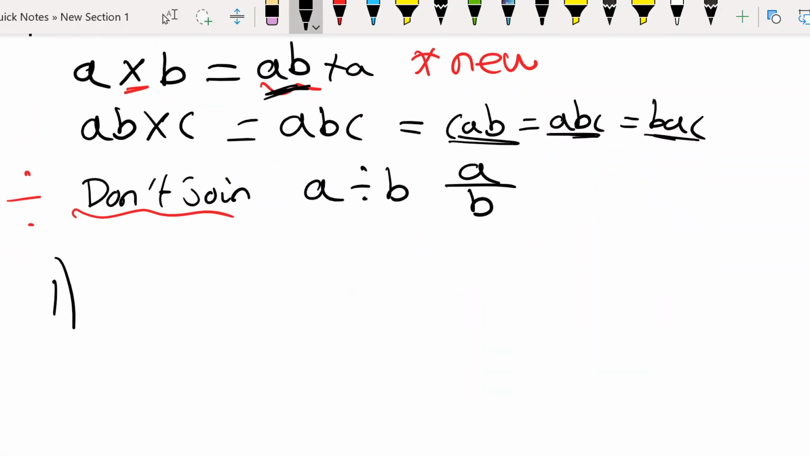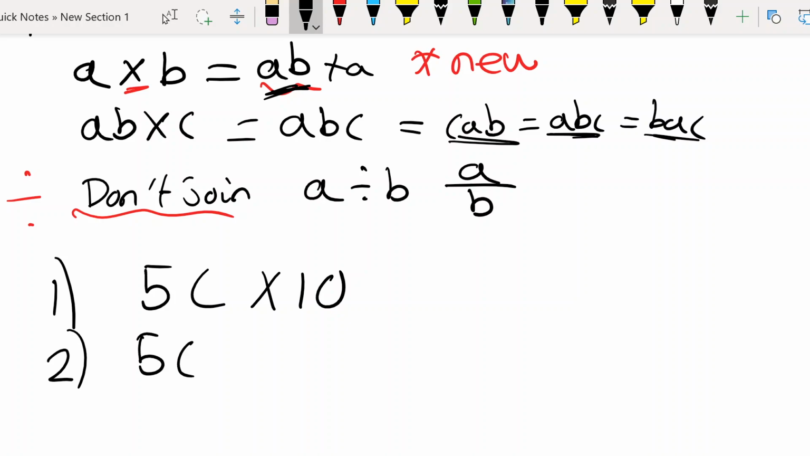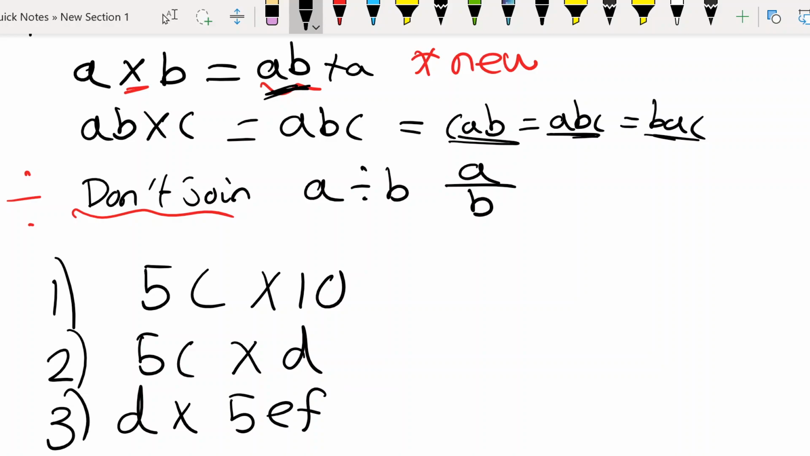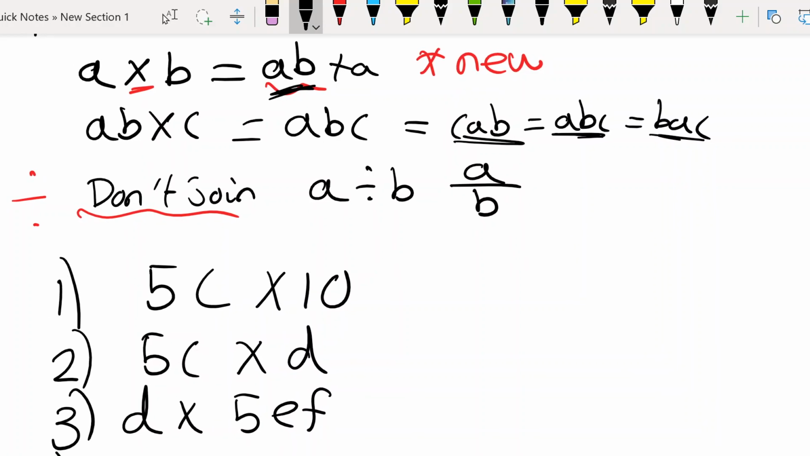Question 1, what is 5C multiplied by 10? Question 2, what is 5C multiplied by D? Question 3, what is D multiplied by 5EF? And question 4, what is AB divided by C multiplied by C? You have to think about these. This last one particularly is quite hard, so I'll let you have a go. Pause the video, have a go, and then come back and I'll work through.